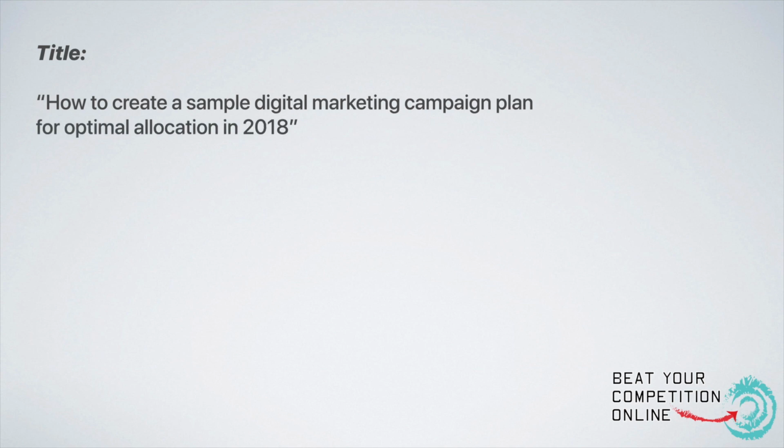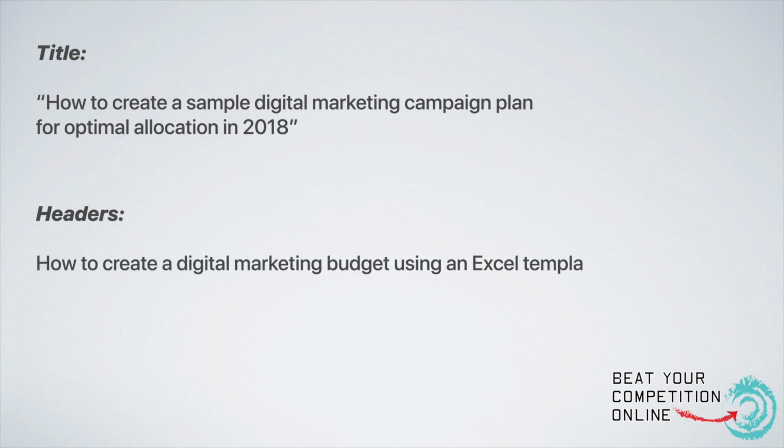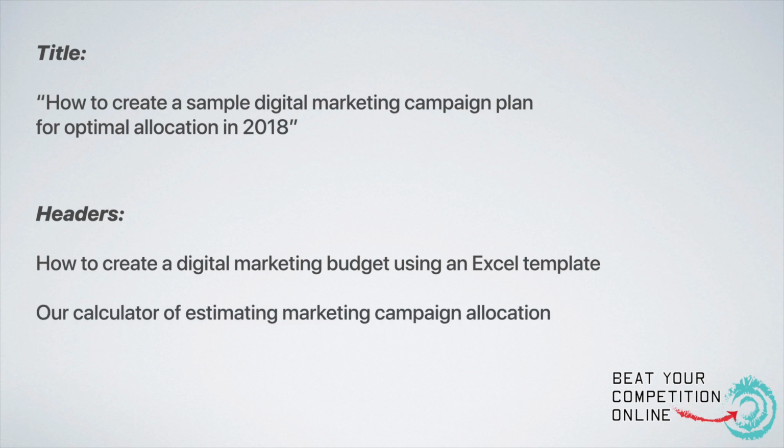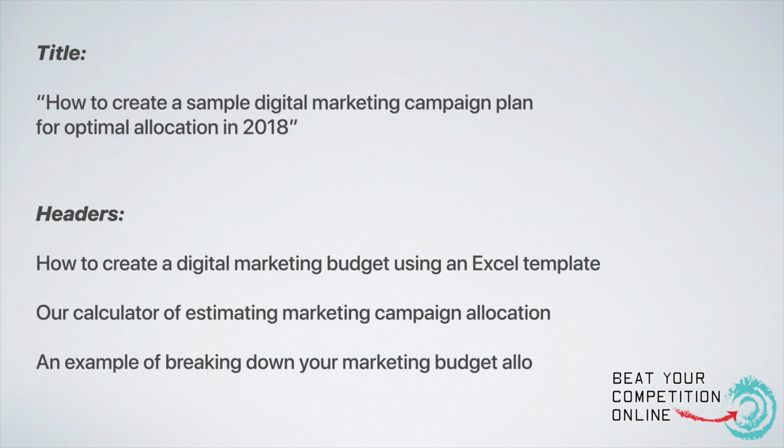Okay, maybe that's an excessive use of keywords, but on the other hand, it might just work. Our headers could be something like How to Create a Digital Marketing Budget Using an Excel Template, and Our Calculator of Estimating Marketing Campaign Allocation, and an example of breaking down your marketing budget allocation. So with that, we can use other keywords in the Keyword Analyzer to fill our article.